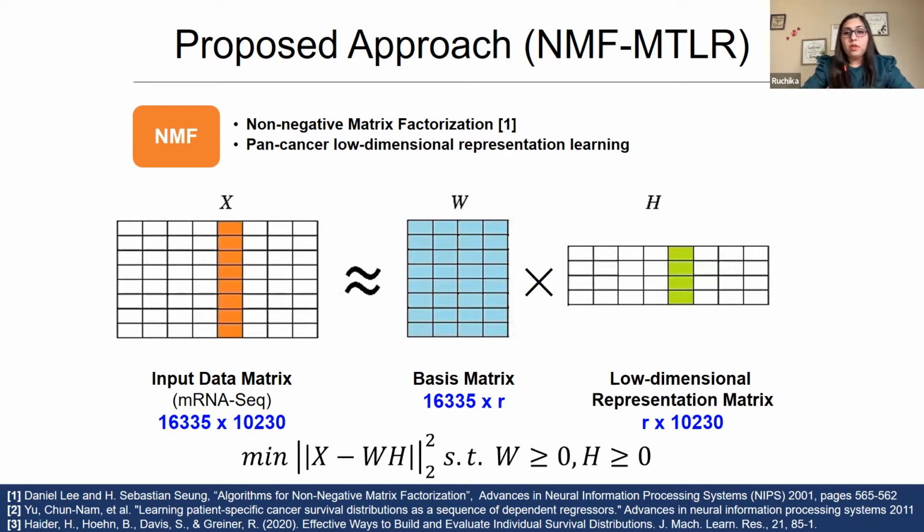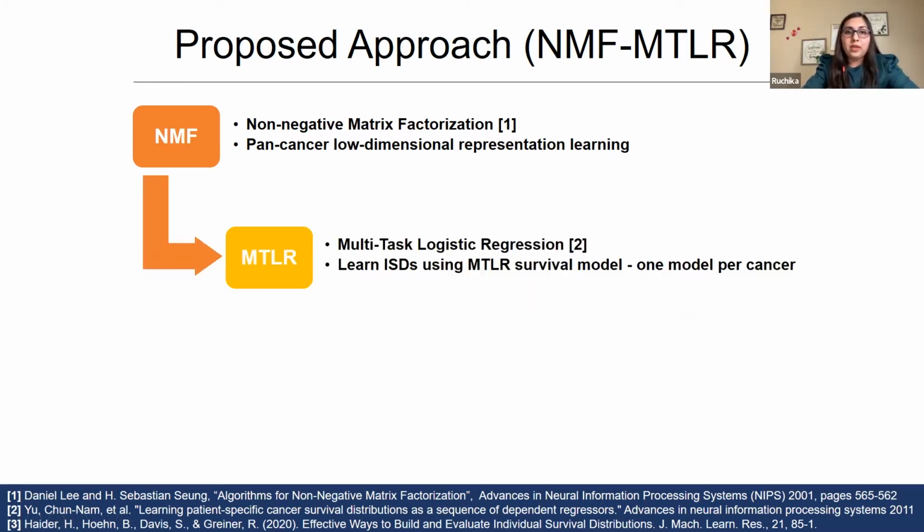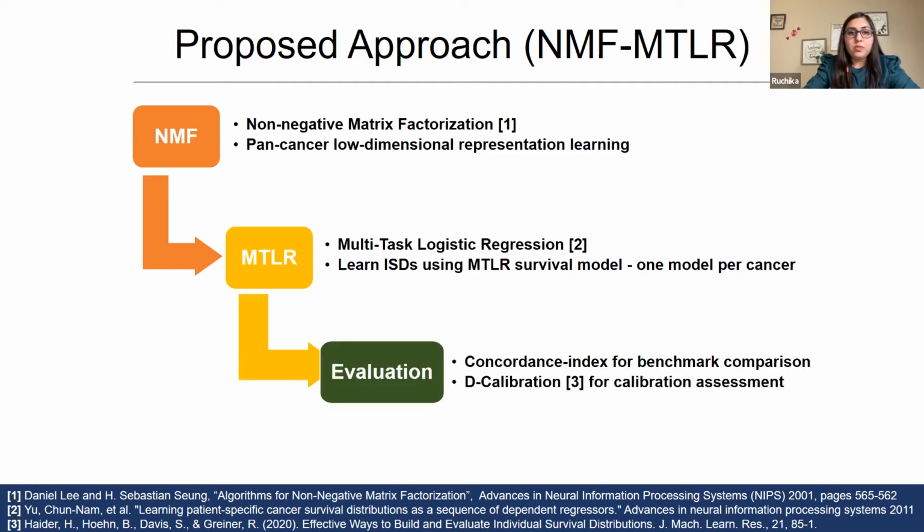Here we learned a low-dimensional representation where the R value was 100 in this case, because we optimized this, and the low dimension which worked well for us was 100 dimensions. After learning this low-dimensional pan-cancer representation, we combined it with the MTLR model that gave us ISDs. For evaluation, we used the concordance index, and we used D-calibration for calibration assessment.